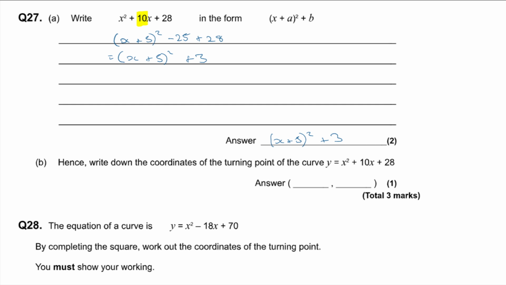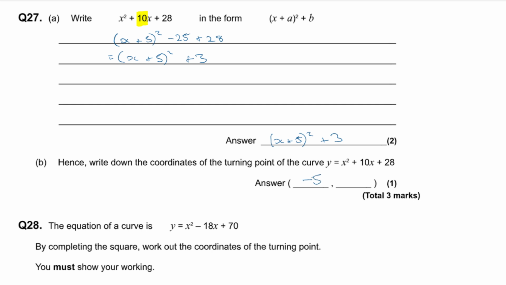Hence, write down the coordinates of the turning point of the curve x squared plus 10x plus 28. Right, now, these values are at their least when that bracket is 0. The reason for that is if you square a number, it's always positive. So the smallest value a square can be is 0, and that value occurs when x is equal to minus 5 in this case, doesn't it? Because minus 5 plus 5 is 0.